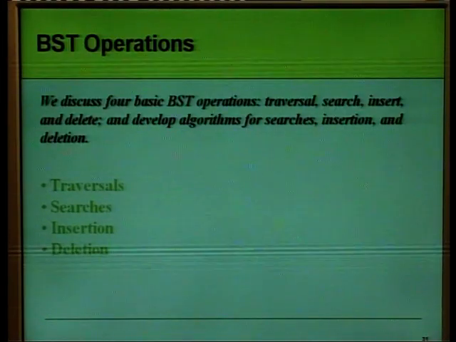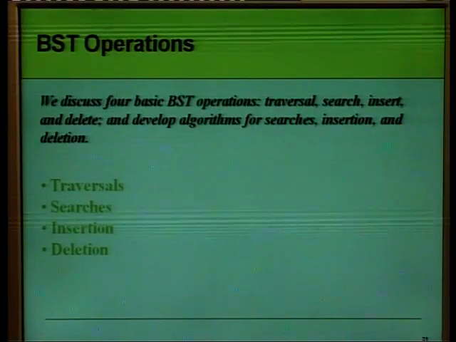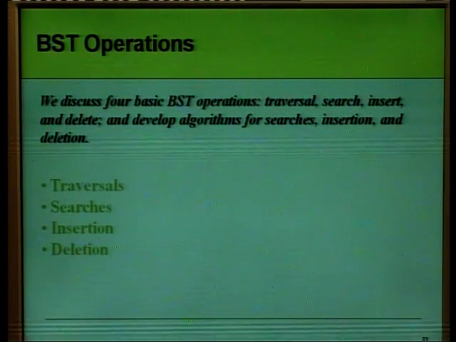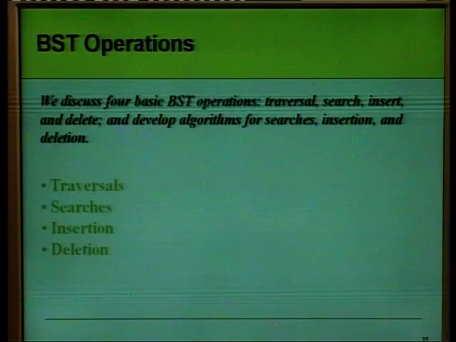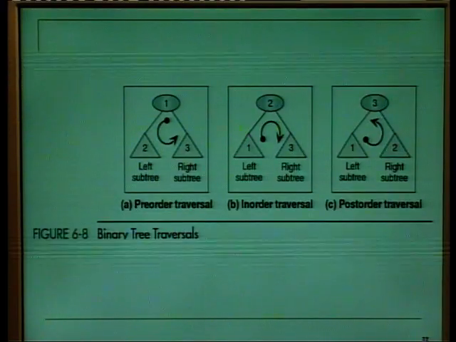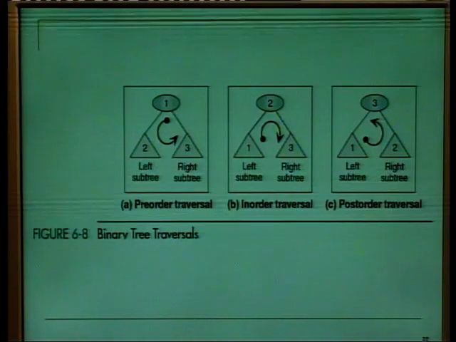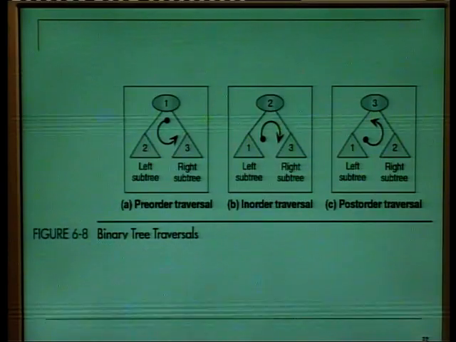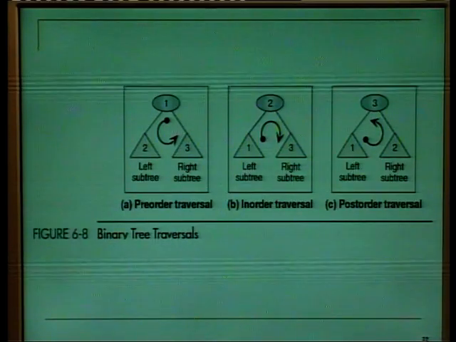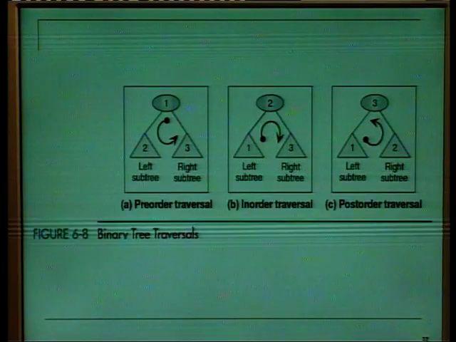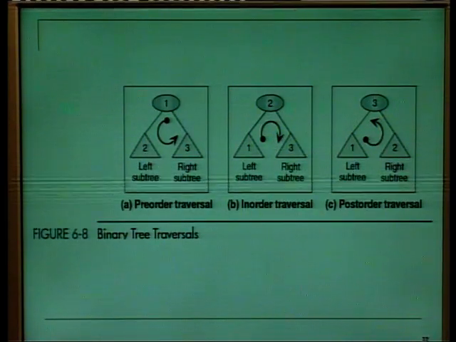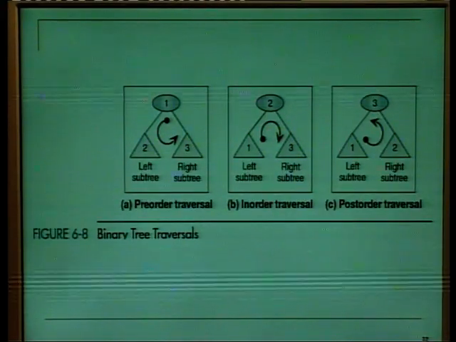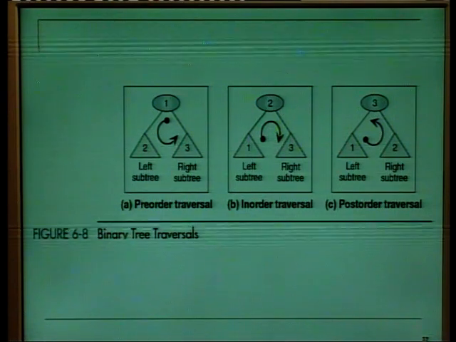Now, what are the operations of BST, that is binary search tree? We discuss 4 basic BST operations. First is traversal, second is search, third one is insertion, and fourth is deletion. 3 types of traversals of a binary search tree are possible. First is pre-order traversal, second is in-order traversal, and third is post-order traversal. In pre-order, first we will visit the root, then left subtree, then right subtree.